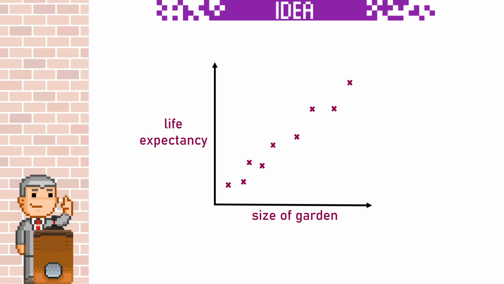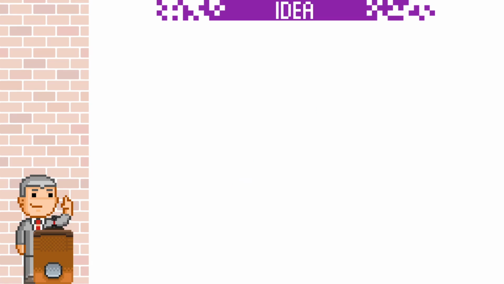You must remember that correlation does not mean causation. Logically, we know that a wealthier person is more likely to have a larger garden, thus it is their wealth that is likely the cause of the increased life expectancy.